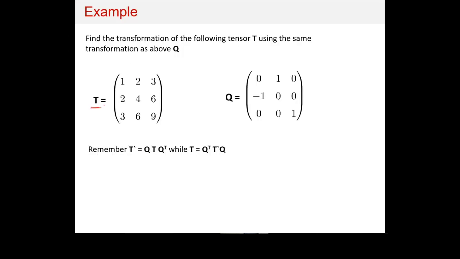Now the tensor T is transformed through the Q using exactly the same procedure. To transform it forward, you multiply it by Q from left and then by Q from right. And to get back what you started with, you transpose the Q and apply it from the left, and you apply the Q from the right as well. So I want you to try and get T dash and get T back from the T dash you started with.